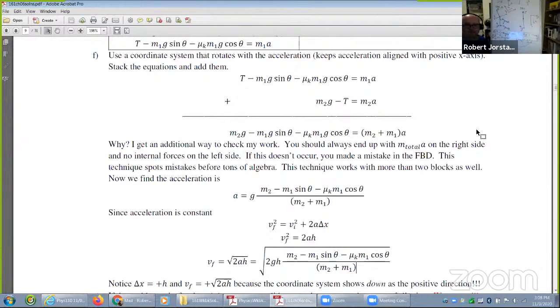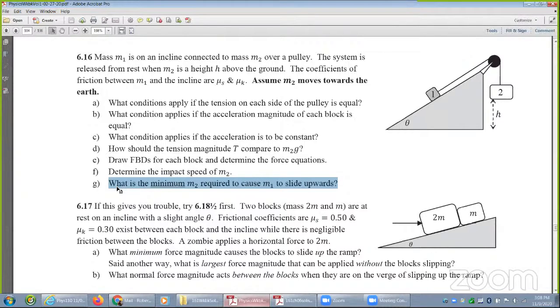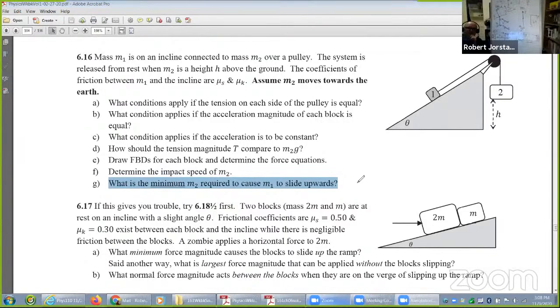All right, let's go back and take a look at this one. I want you to read this question now. What is the minimum M2 required to cause M1 to slide up the plane or upwards? What do you think? How would you approach that? Go for it, Jake. I guess, almost kind of the same thing as F, except we're going to have to find where acceleration is greater than 0. Okay, so that's a good thing.